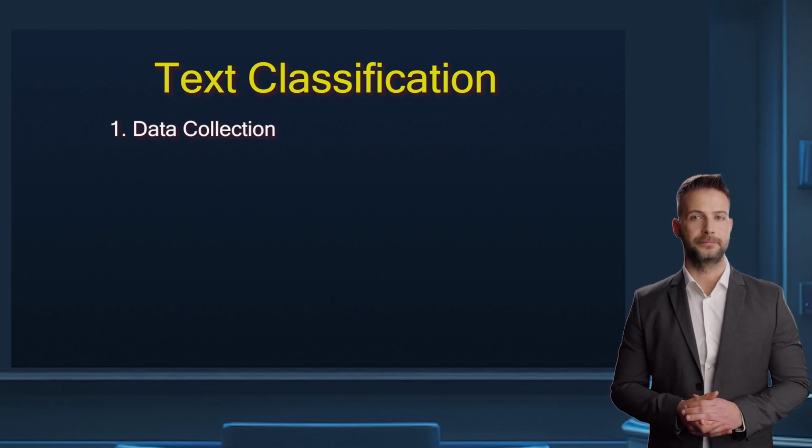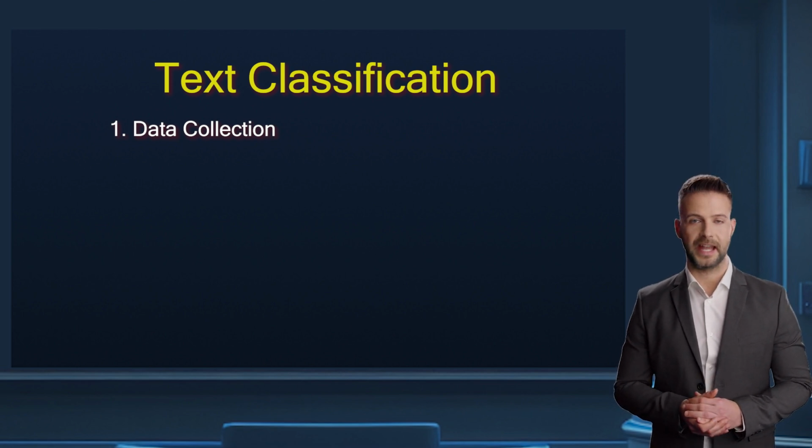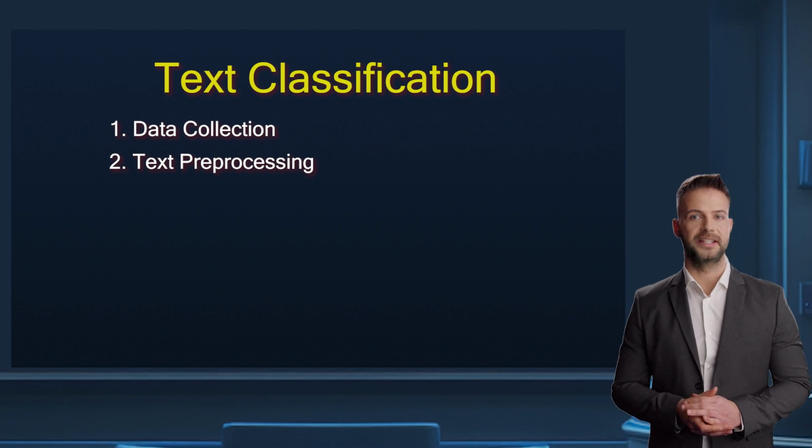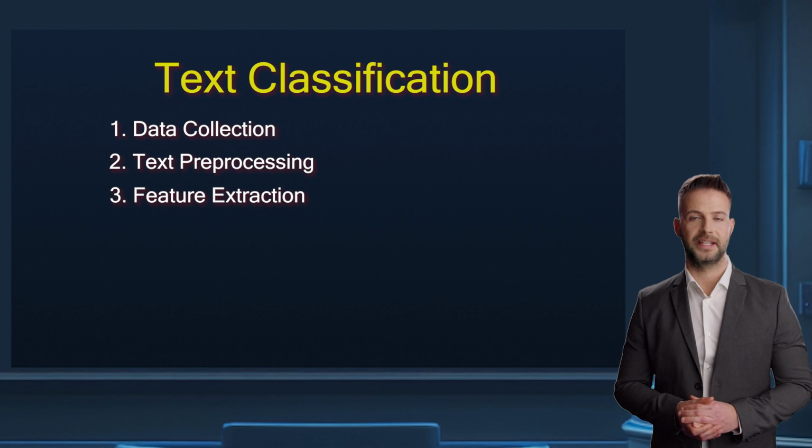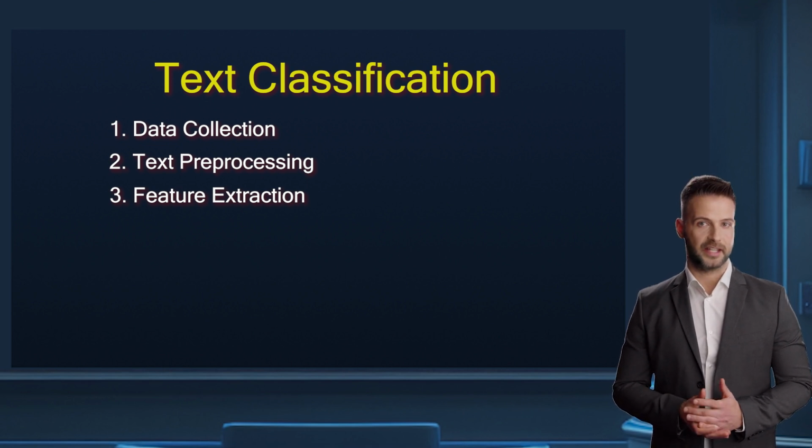One, data collection. Gather a labeled dataset containing text samples and their corresponding categories. Two, text pre-processing. Apply techniques like tokenization and stemming to prepare the text for analysis. Three, feature extraction. Convert the text into numerical representations that can be fed into machine learning models. Common techniques include bag of words, TF-IDF, and word embeddings.